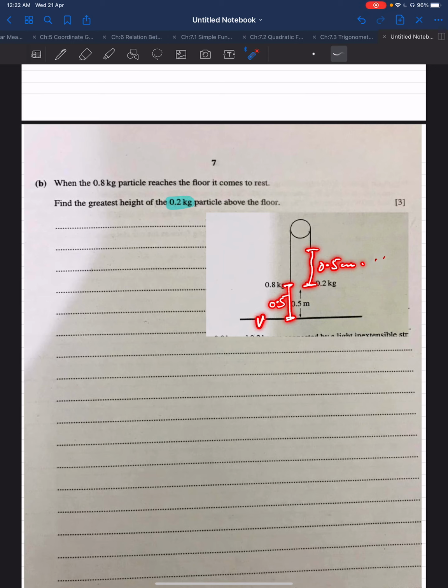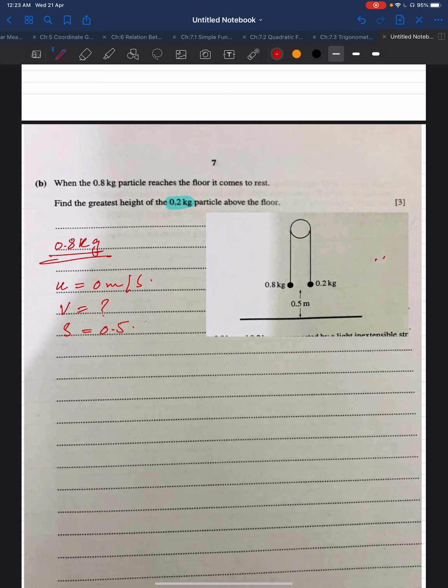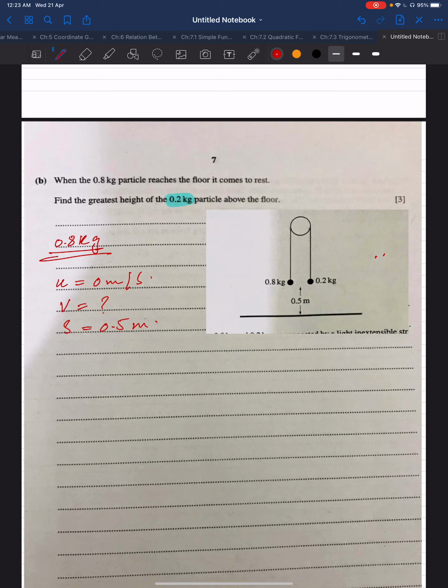When it hits the ground, its final velocity will become zero. But first it hits with some velocity, and its u was 0 meter per second. For the 0.8 kg weight, the initial velocity was 0 meter per second, the distance is 0.5 meters, and the acceleration is 6 meter per second square. So we'll find with what velocity it will hit the ground.